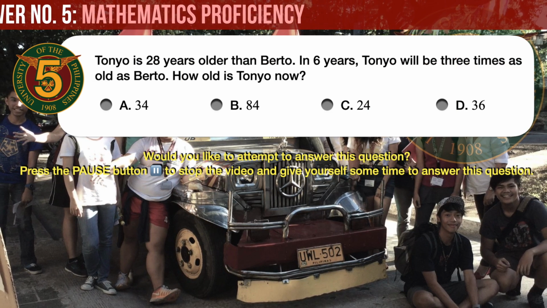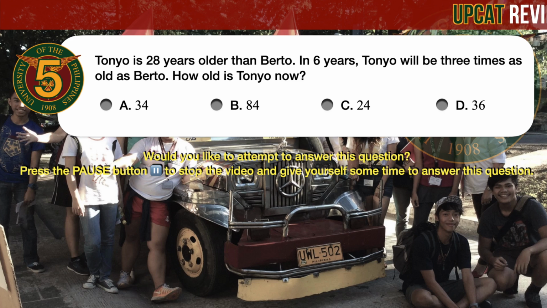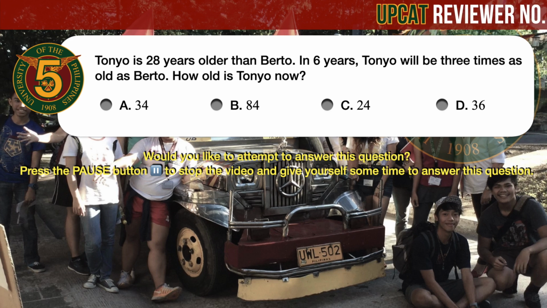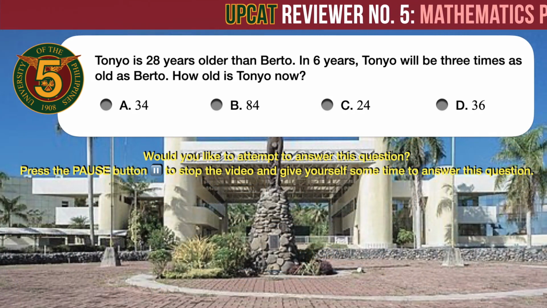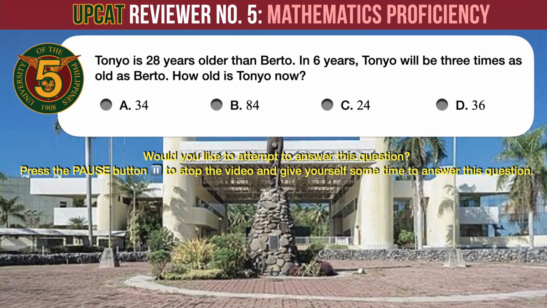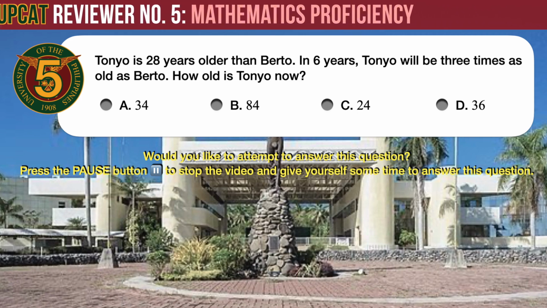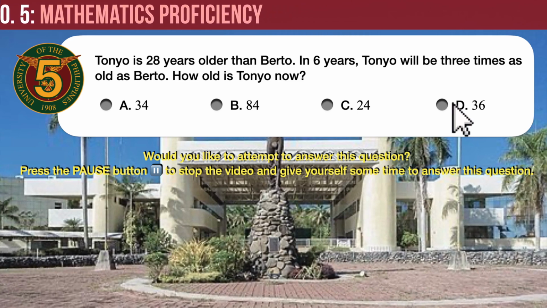Question number 5. Tanyo is 28 years older than Berto. In 6 years, Tanyo will be 3 times as old as Berto. How old is Tanyo now? A. 34 years old. B. 84 years old. C. 24 years old. D. 36 years old. The correct answer is D.